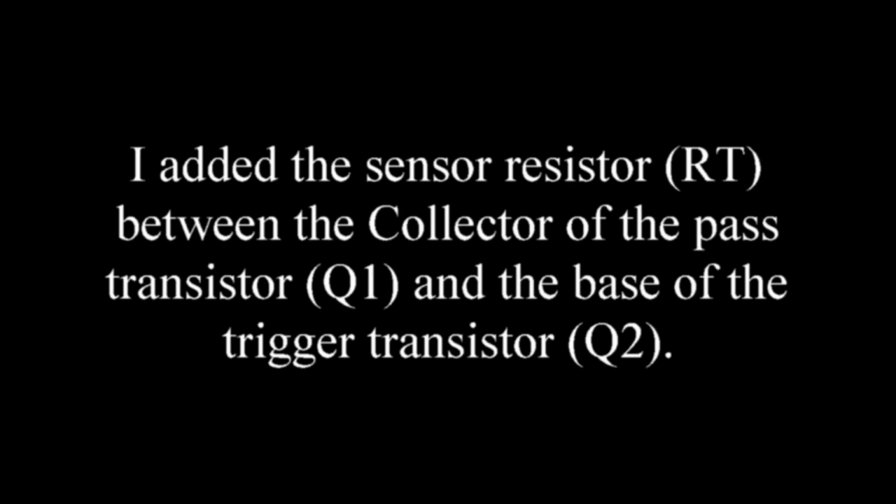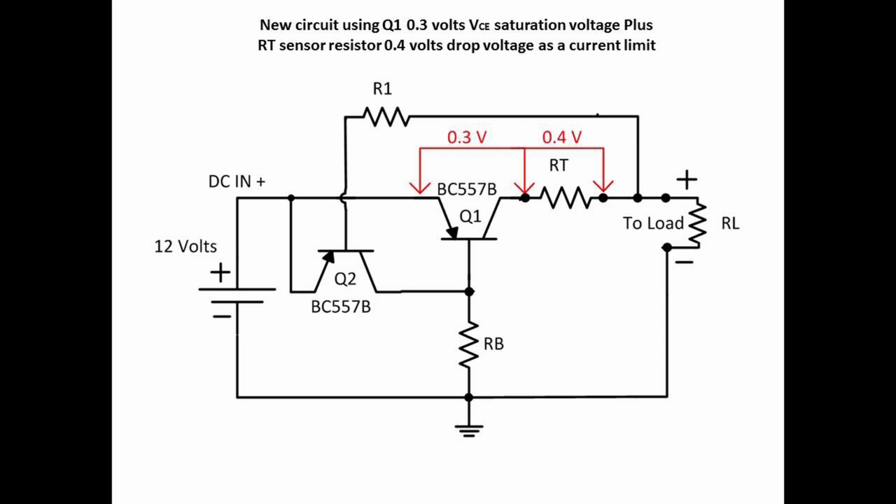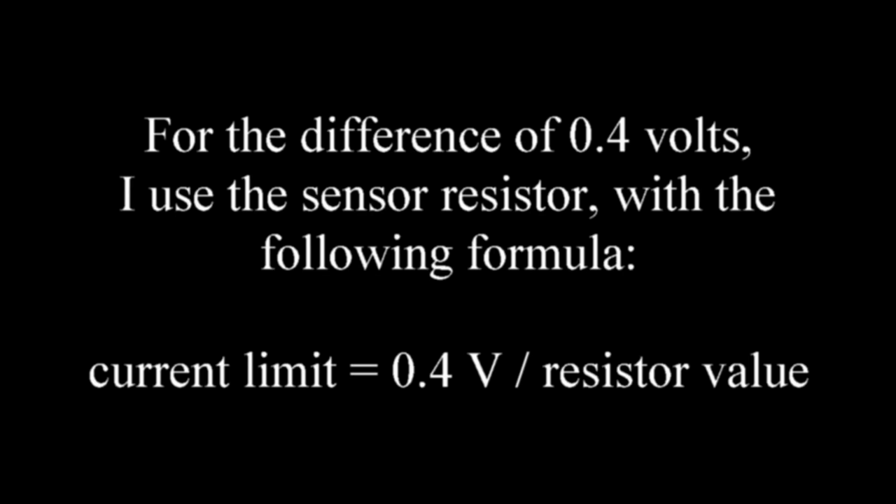I added the sensor resistor between the collector of the pass transistor Q1 and the base of the trigger transistor Q2. Here is the new circuit using Q1 0.3 volts VCE saturation voltage, plus RT sensor resistor 0.4 volts drop voltage as a current limit. For the difference of 0.4 volts, I use the sensor resistor with the following formula. Current limit equals 0.4 volts divided by the resistor value.